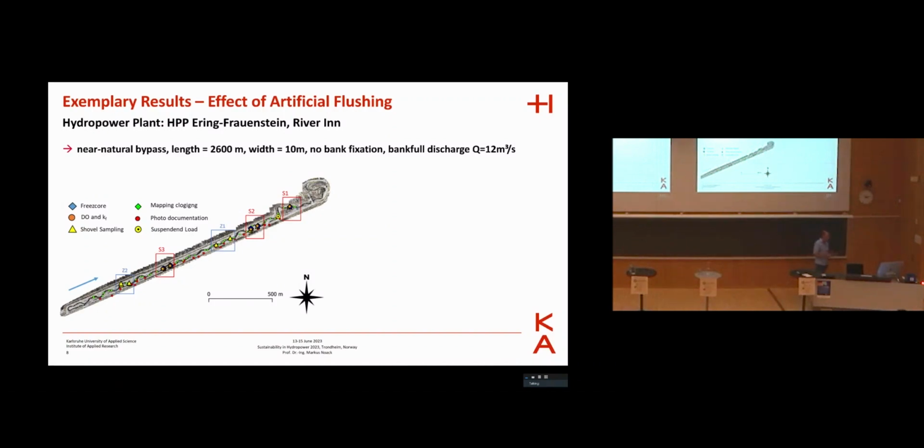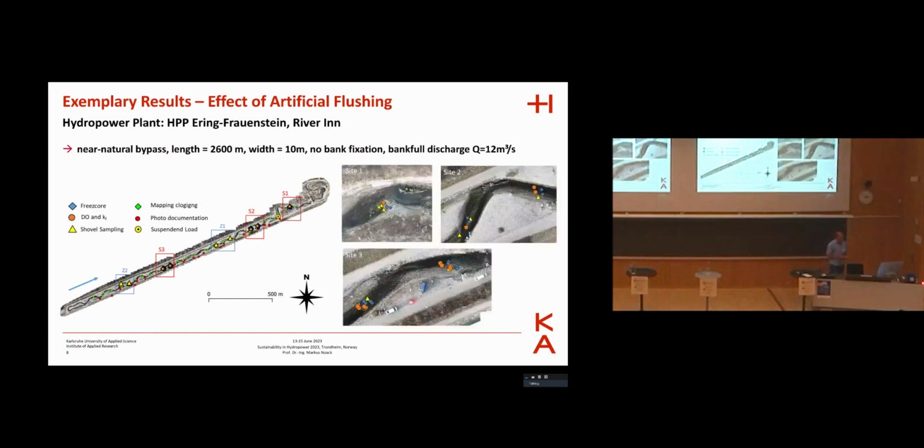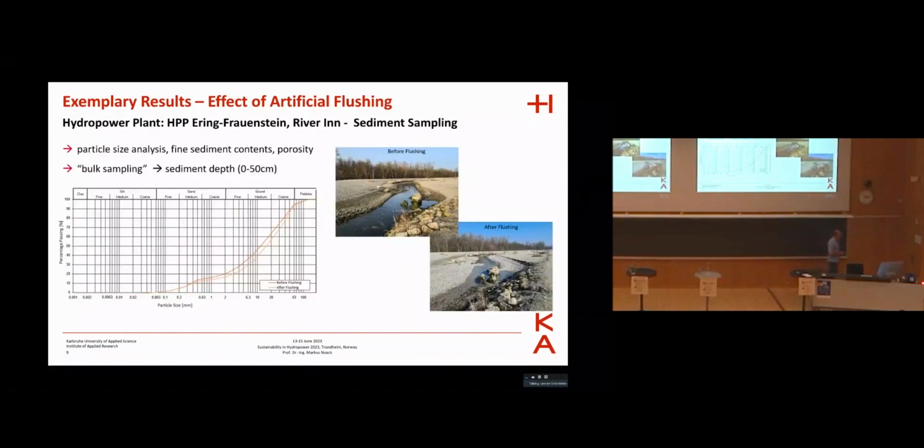There is no bank fixation. The bank for discharge is around 12 cubics. And we applied our multi-parametric approach before and after a flushing event at these 3 different sites. You can see it in the pictures from our drone, so that you have an impression of the dimension of the bypass channel.